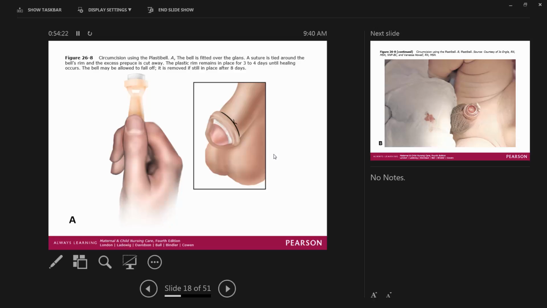What the parents need to do with this circumcision is absolutely nothing. Don't do anything to this. Don't put ointment on it, don't put Vaseline on it. If you do, you will loosen up that mechanism and it'll fall off prematurely. Okay? Don't do anything. Just let it be.